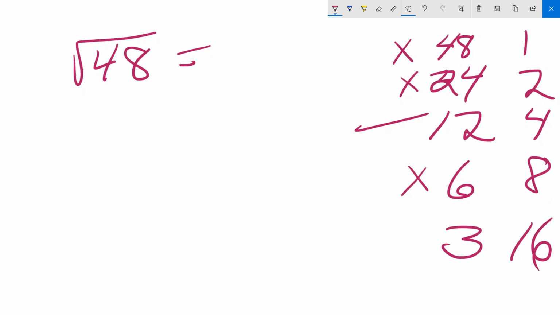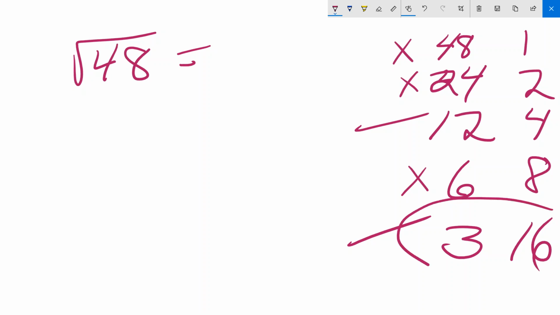No. 16 is a perfect square number. 16 is 4 squared. I thought they both had to be. No, just one of them. As long as one of them is a perfect square number. Now, the secret is to find the largest one.